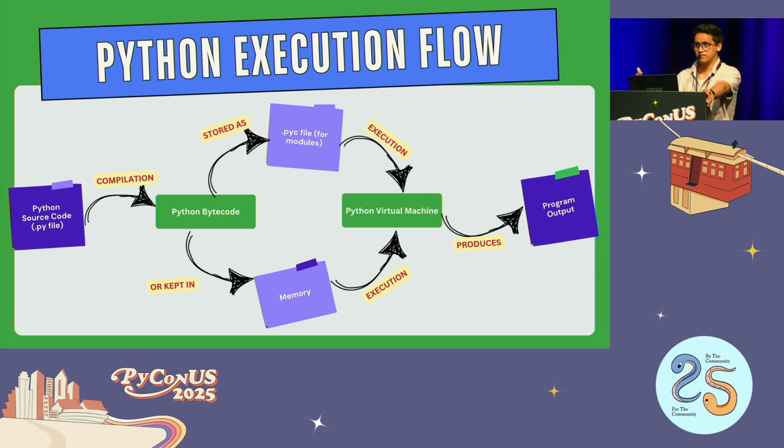Or if you're importing modules, it's going to be stored in your cache, which are your .pyc files, for quick execution, because we don't want to recompile it and load it into memory again and again. After that, it goes to execution by the PVM, the Python virtual machine, which is a part of the Python interpreter. It reads the bytecode instruction by instruction, line by line, whatever you call it, and produces the program output. Pretty straightforward how all Python code works.